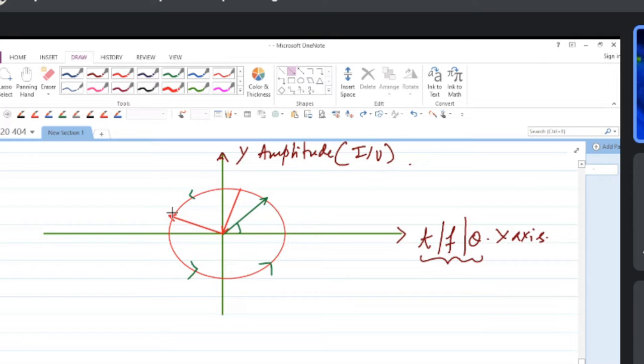In one complete rotation, the angle that is covered is equal to 360 degrees. This is equal to 360.